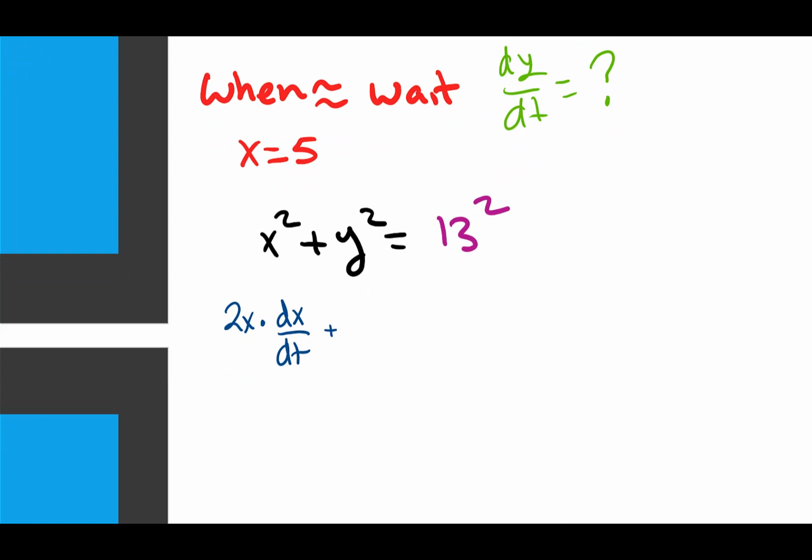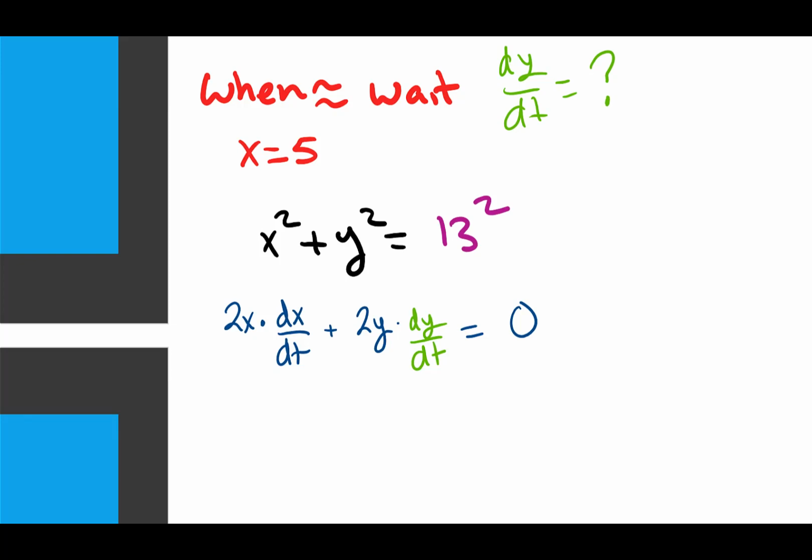Now we're going to do the same thing with our y. The derivative on y squared is going to be 2y, and then dy dt. That's what we're looking for. And then we set this thing equal to, well, the derivative on a number, I think we all got that one down. That's going to be equal to 0.